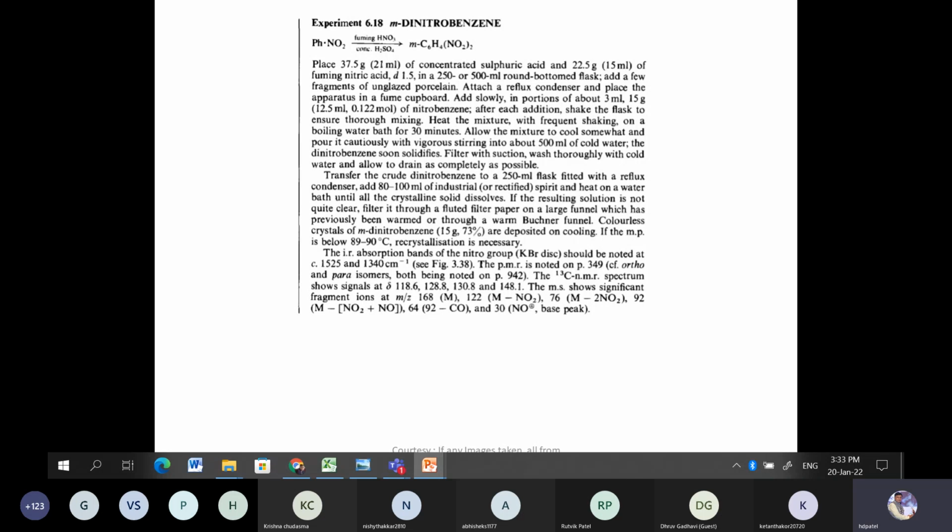Now, as per the physical test, here we have two nitro groups in the product. So as already said, nitrobenzene is a liquid and metadinitrobenzene is a solid. So by physical observation, we can say the product is formed.